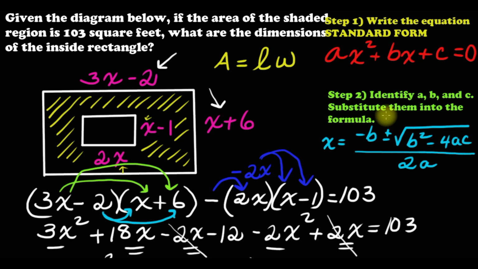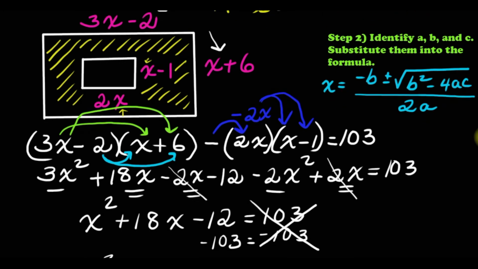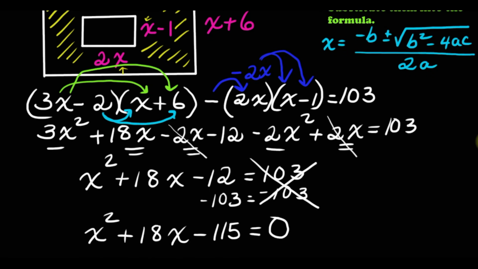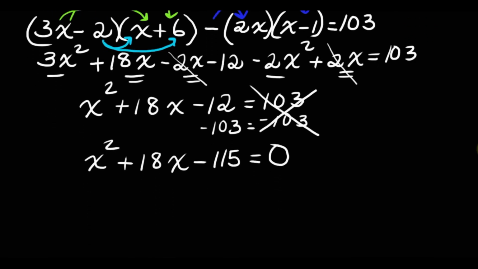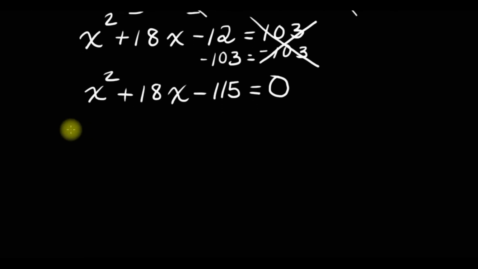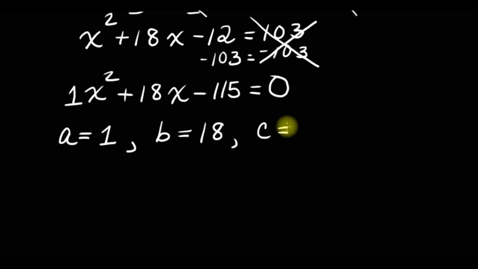Well, step 2 is to identify the a, b, and c, and then substitute them into the formula. So we're going to identify a, b, c, and plug those numbers into the formula. So what is your a? Well, a is the coefficient of x squared, so a is 1. What's your b? Well, b is 18, and your constant c is going to be negative 115.